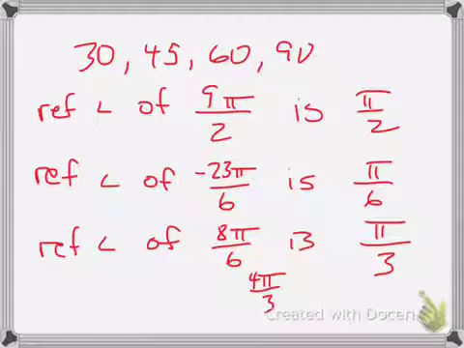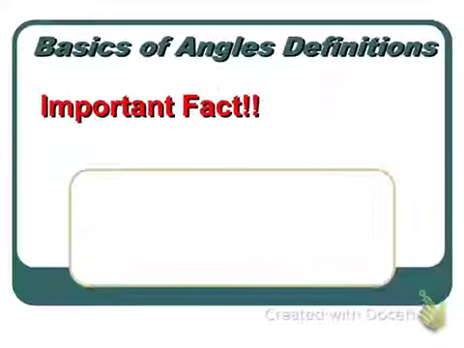And 90% of the angles that we're going to be working with in this class are going to be pi over 2, pi over 3, pi over 4, pi over 6, because those are the special right triangle angles, the special angles. All right, so this is going to come in really, really handy for us. Now here's an important fact, and this is the biggest fact of the day.